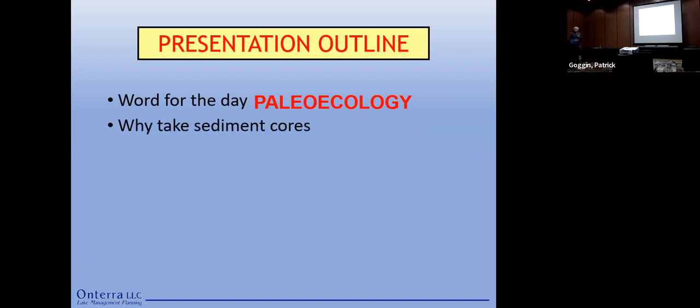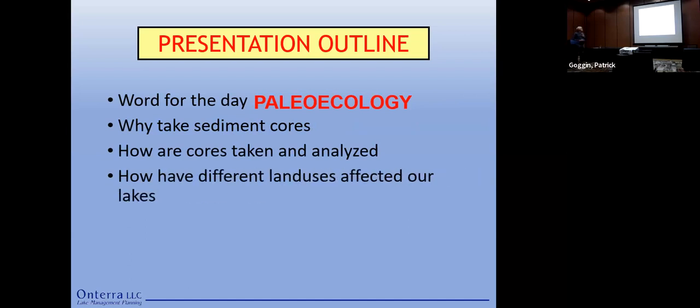We'll talk about why to take sediment cores, what kind of information you can get from that, how these cores are taken and how they're analyzed. And also what different land uses have happened around the lake. As you all are aware, there's been a lot of changes in land use over the last 150 to 200 years. How have these impacted the lakes? And then what about climate change? We can actually use sediment cores to see what's happened in the past and perhaps predict what we might see in the future in our lakes.